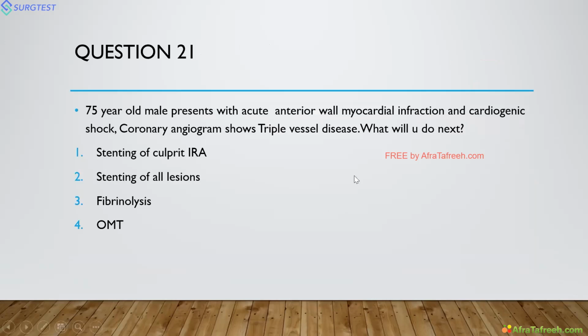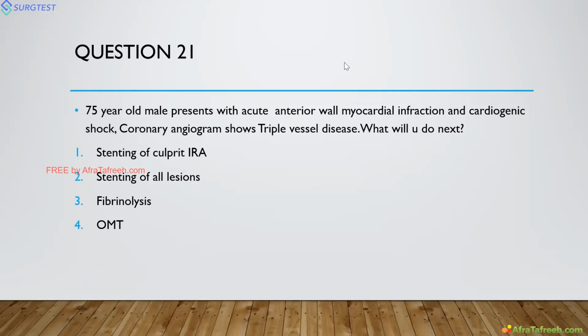A 75-year-old male with acute anterior MI and cardiogenic shock; coronary angiogram shows triple vessel disease. What will you do next? Stenting of the culprit infarct-related artery, stenting of all lesions, fibrinolysis, or OMT? OMT is optimal medical treatment. It's a very important question, and it was also recently asked. Equal options are there for all four. We will discuss this one. Due to lack of time, I'm ending the polls.